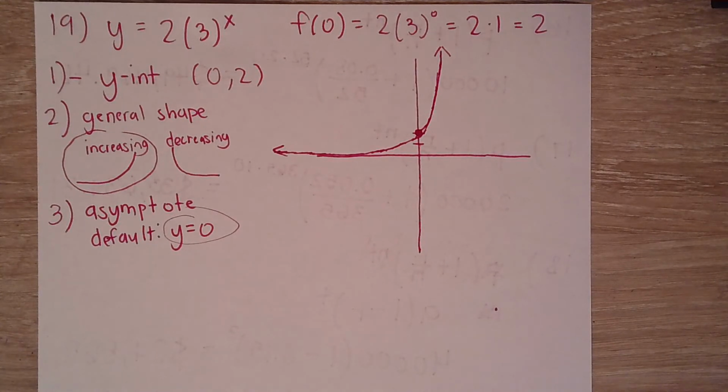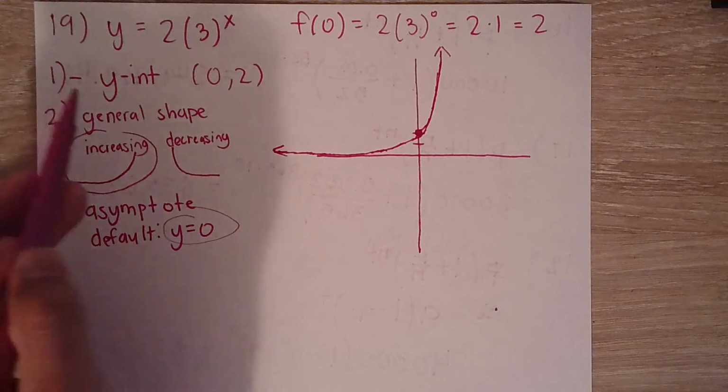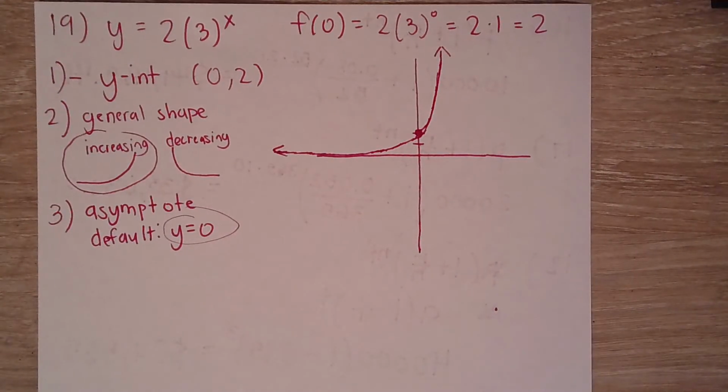All right, question 21. What is the y-intercept? Well, we answered this question by graphing. So the y-intercept is (0, 2). All right, is this function increasing or decreasing? Question number 22. Well, we also answered that question, right? Increasing.